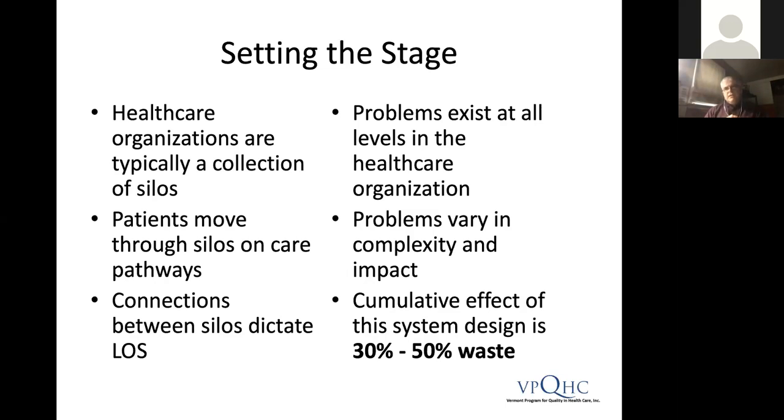So all that being said, problems exist obviously at all levels, and they vary in complexity and impact. But the cumulative effect of all of this is between 30 and 50% waste on average. That sounds like an awful lot, but empirically, and there's actually been a lot of studies done on it now, these figures come up time and time again. I've actually seen it as high as 70 or 80%. I've also seen it as low as 5 or 10%. There's a huge range, which is one of the reasons why you really have to pay some attention to being able to evaluate how much waste is in that system.